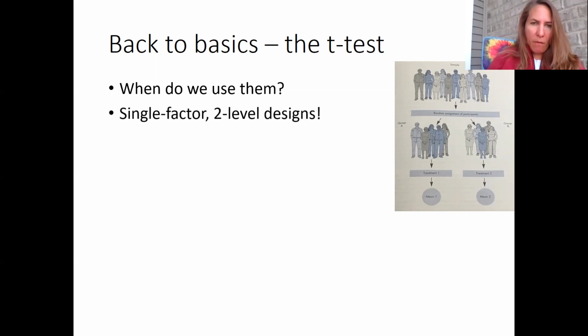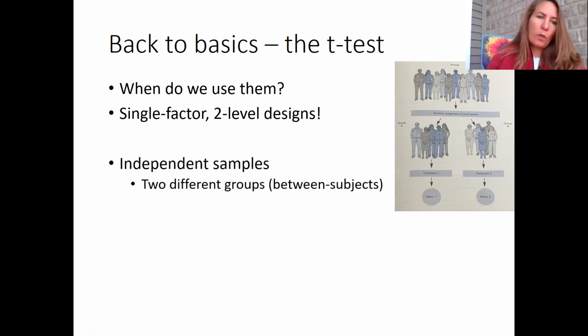So the only time we can use a t-test is when we have a single factor two-level design. So this is the only time we can use a t-test. So when we have an independent samples t-test, this is whenever our two different groups are between subjects. So that's what's represented here in this graph. This would be, we have our group come in, and half of them are going to get caffeine and half are going to get water, and then we're going to test them on the reaction time task.